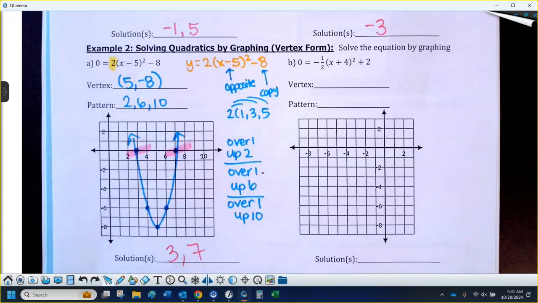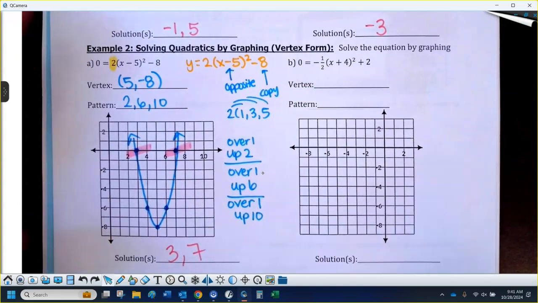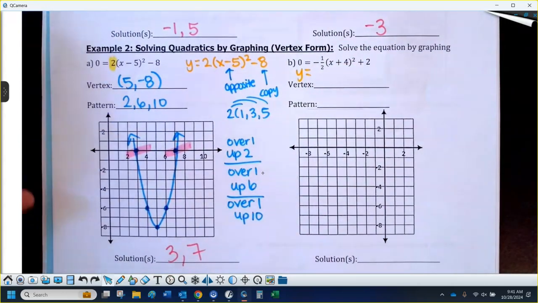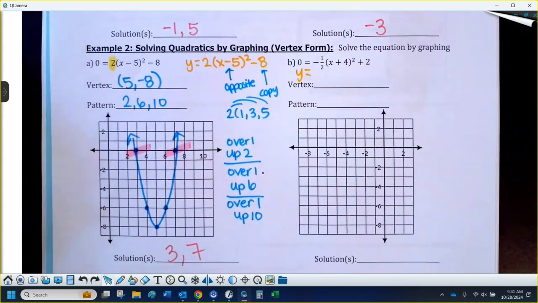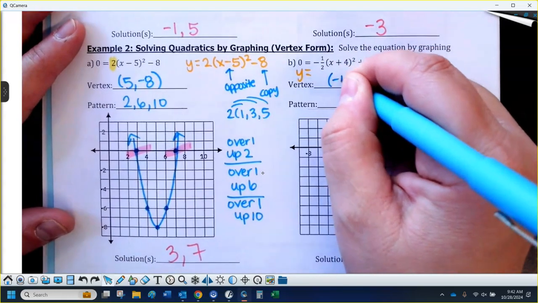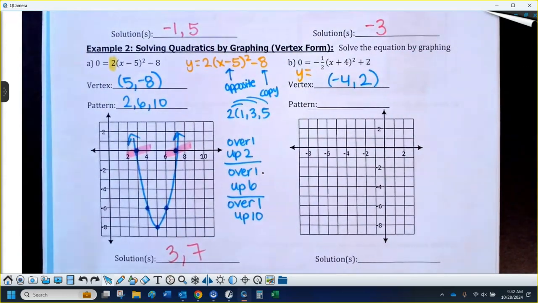And I have one more to practice with this. What's the vertex if I have negative... I'm going to graph the related, so I'm going to pretend like y equals this to graph it. What would my vertex be if I've got -1/2 times (x plus 4) squared plus 2? What would your vertex be? The very middle of the parabola. Hunter, what do you think? -4, +2. Opposite inside the parentheses at what sets it equal to 0, and then copy what's outside.